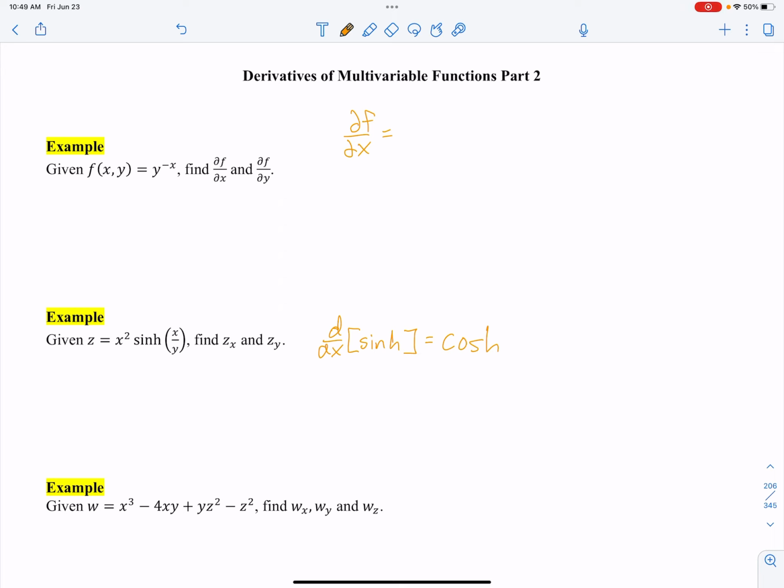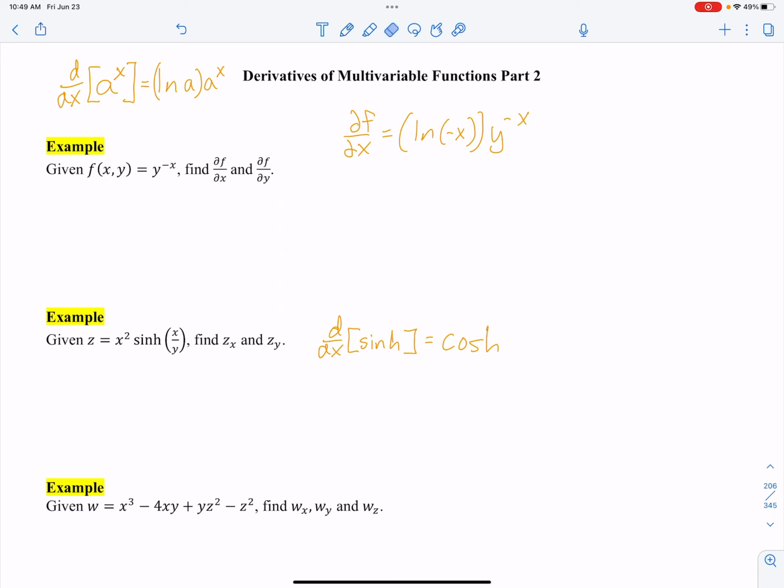So we're treating y as the constant here. I don't know if you remember these rules, but the derivative of a to the x is equal to ln of a times a to the x. We're doing this with respect to x, so the variable is x, while y is a constant, so we can use this rule. It's a chain rule. So we get ln of something, whatever the something is, times y to the negative x.